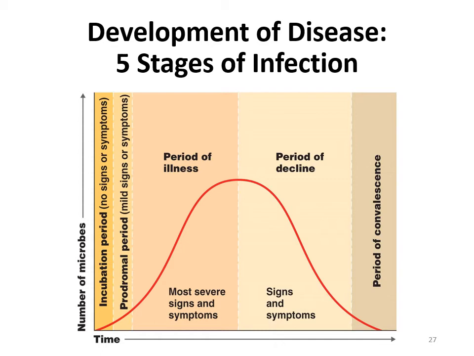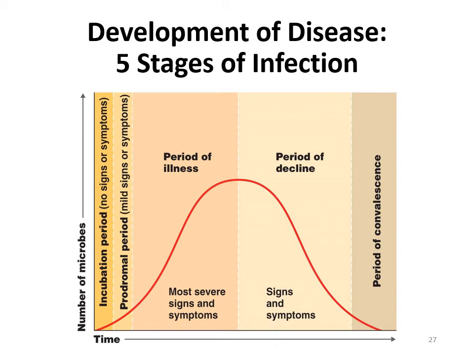Okay, so now the period of illness, not only do I want you to remember that it's specific symptoms now, but I also want you to write down that this is when you may die. Okay, so if someone's going to die from an infection, it's during the period of illness. Then you hit the period of decline. The period of decline is, as it suggests, the symptoms are declining or decreasing.